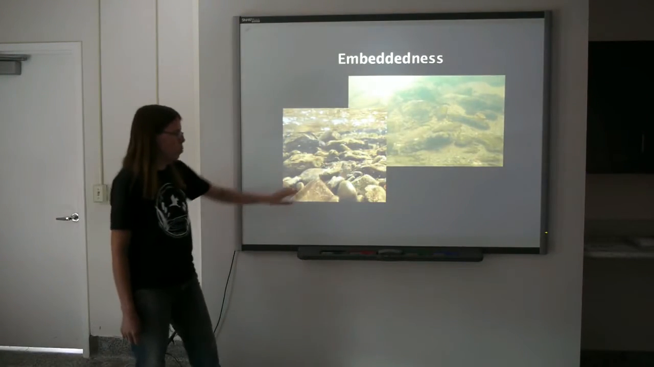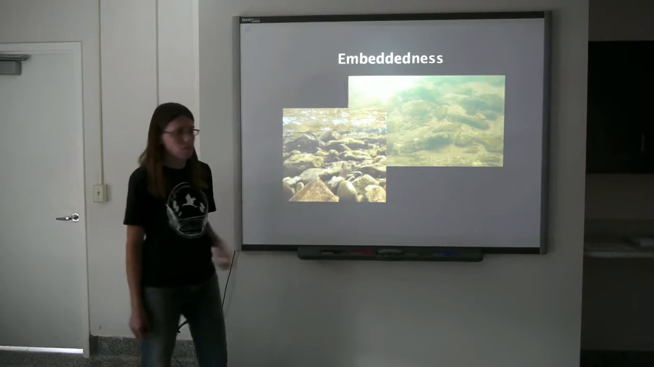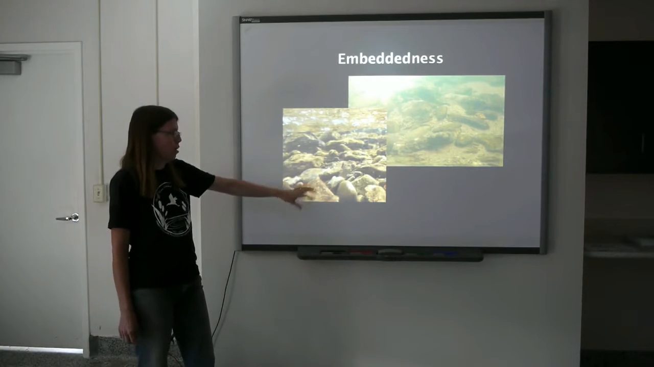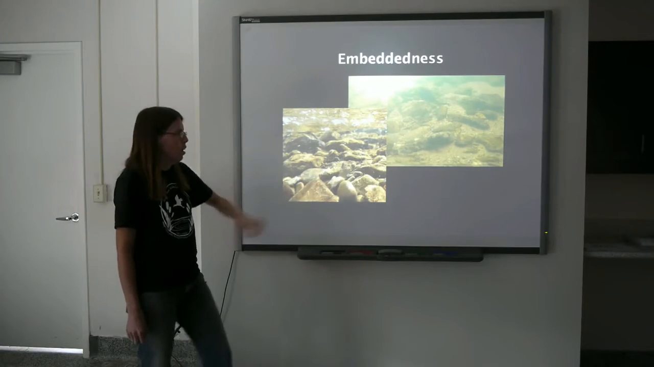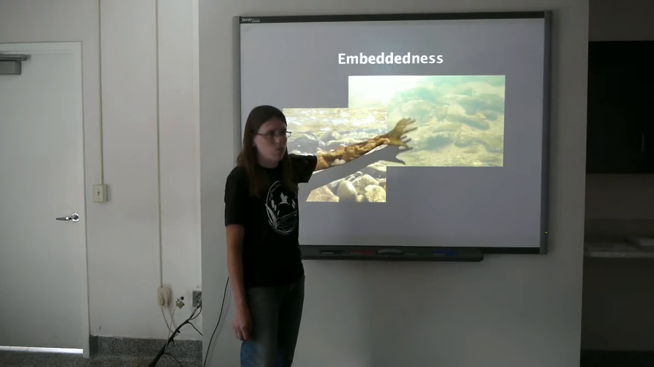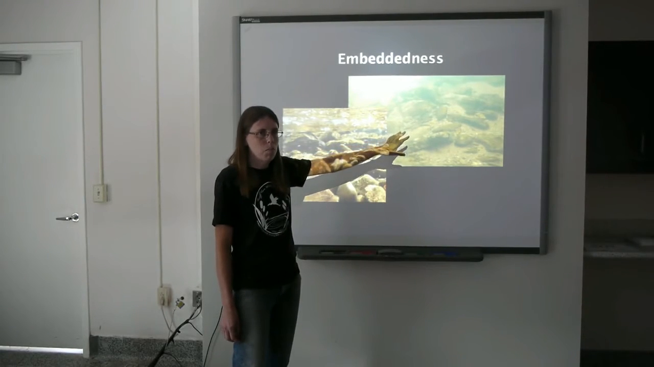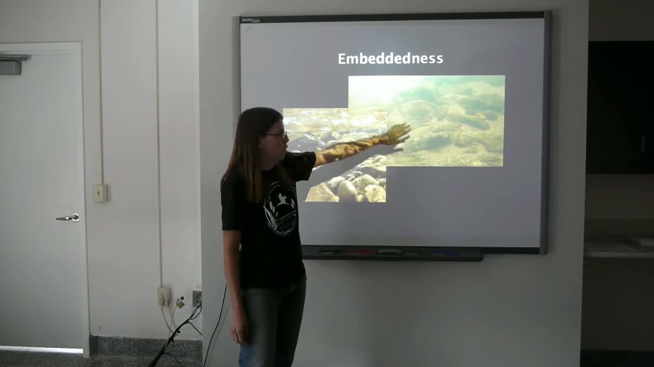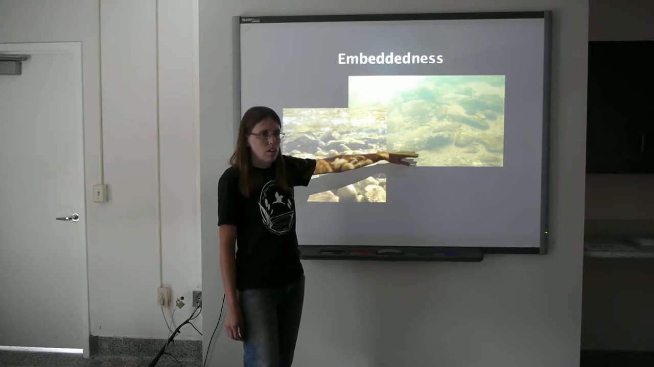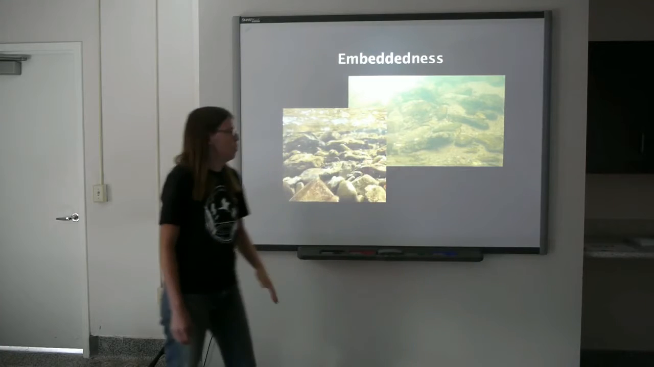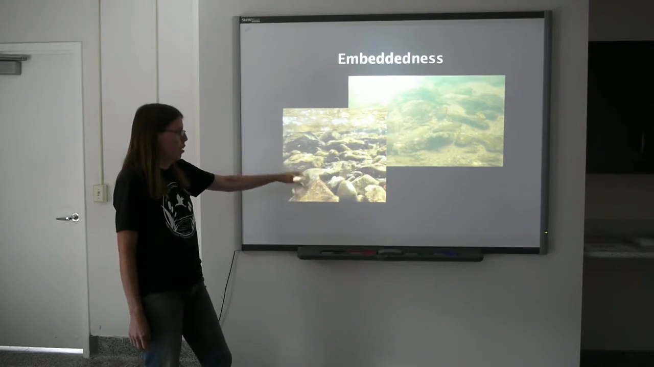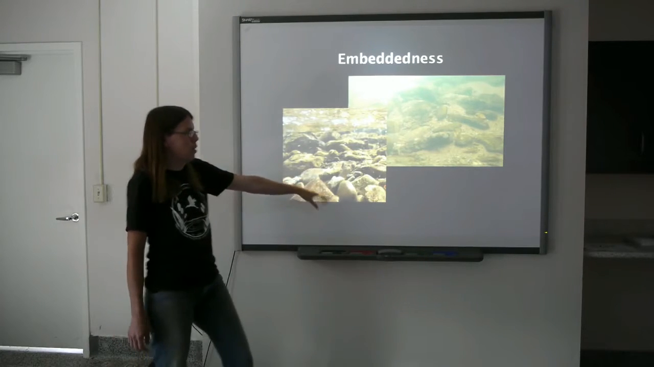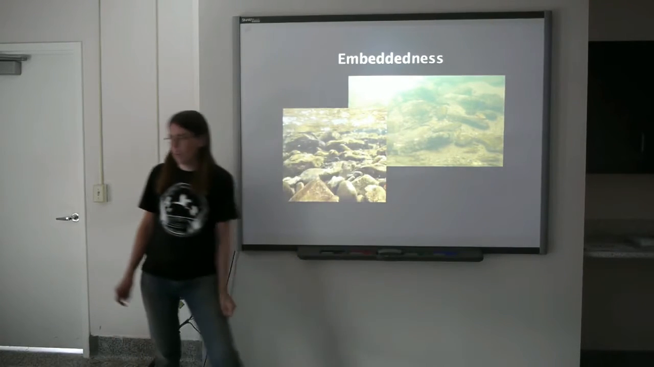Embeddedness refers to how much space is there between rocks for things to live and feed. A lot of the fish and macroinvertebrates rely on that space between the rocks, and if all of the space between the rocks is filled in with silt and sand and sediment, there's nowhere for things to live. So functionally, the rocks in this picture here are not worth anything for the fish. Here they can get under the rocks, they can get around the rocks, they could feed in and between the rocks. So this is a very low embeddedness. This is a lot higher embeddedness.